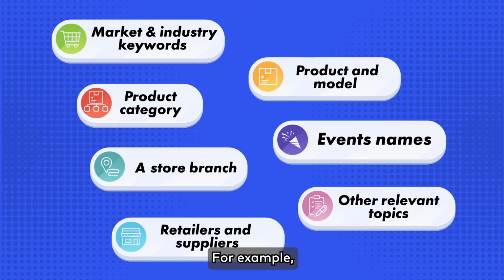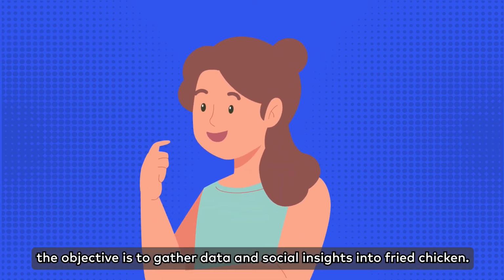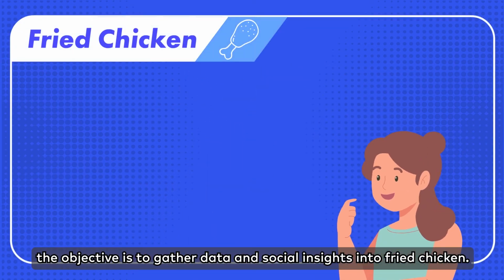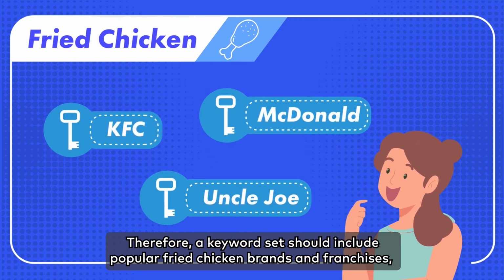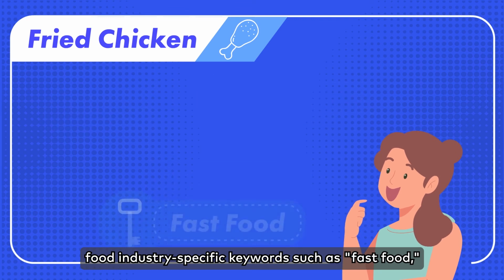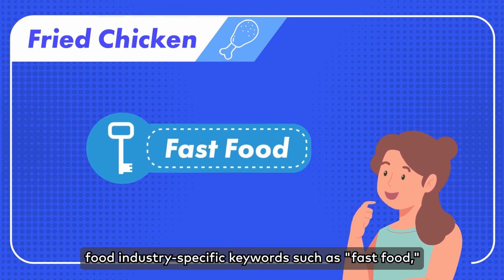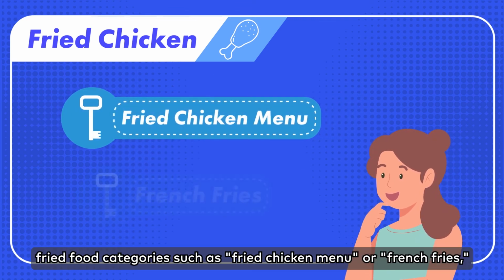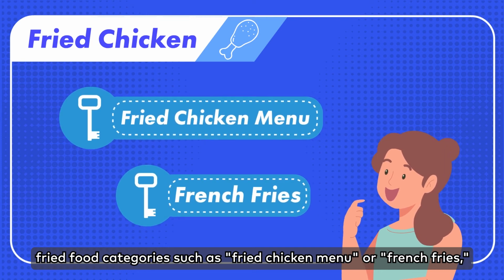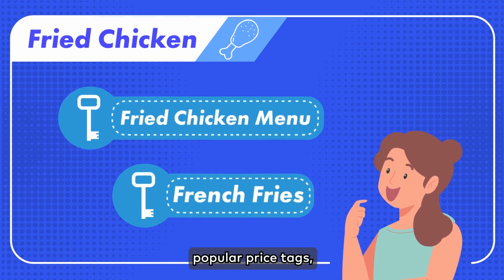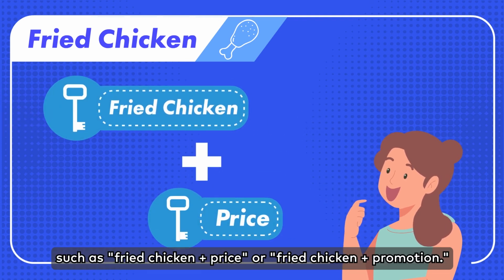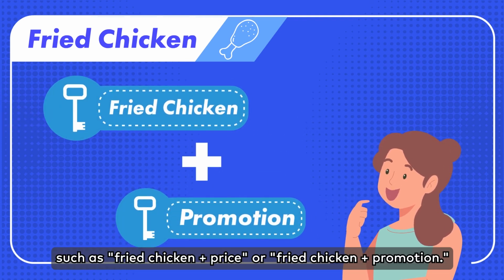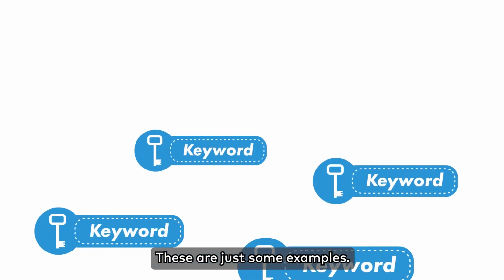For example, the objective is to gather data and social insights into fried chicken. Therefore, a keyword set should include popular fried chicken brands and franchises, food industry-specific keywords such as fast food, fried food categories such as fried chicken menu or French fries, popular price tags, and promotion keywords such as fried chicken plus price or fried chicken plus promotion. These are just some examples.